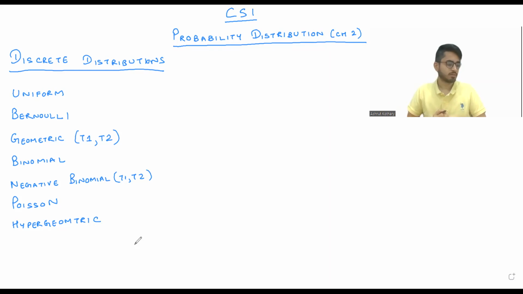So first, give the heading uniform discrete distribution. We would be looking at the uniform distribution in the continuous case as well. So just to explicitly elaborate, the first distribution which we would be covering today is the uniform discrete distribution.